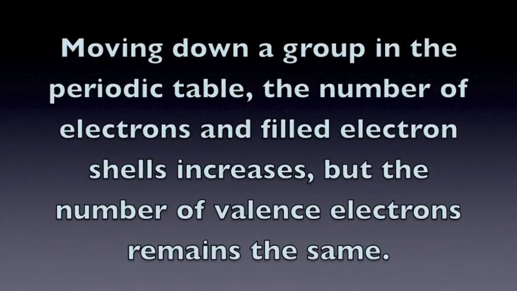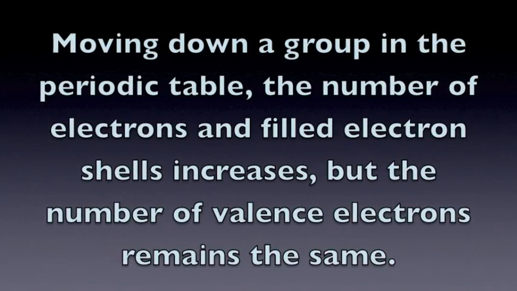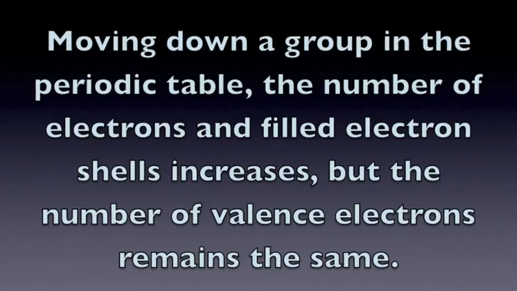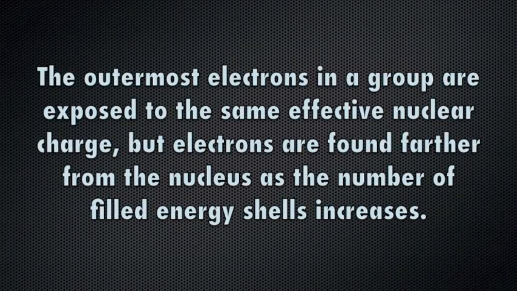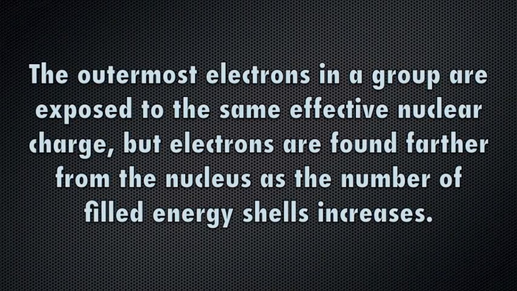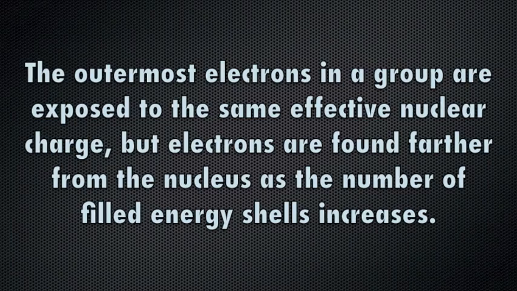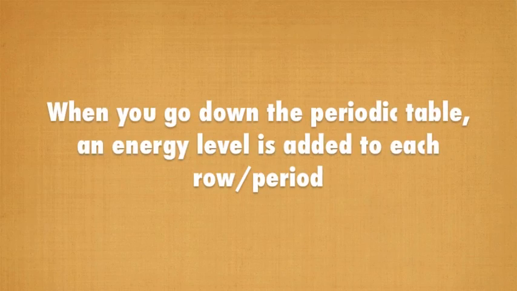Moving down a group in the periodic table, the number of electrons in filled electron shells increases, but the number of valence electrons remains the same. The outermost electrons in a group are exposed to the same effective nuclear charge, but electrons are found farther from the nucleus as the number of filled energy shells increases. Therefore, the atomic radii increase.